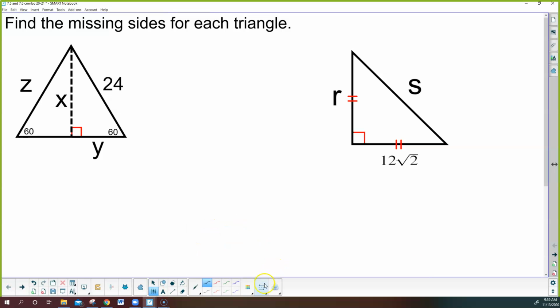So we're going to look at 30, 60, 90 and 45, 45, 90 triangles. And these are the special right triangles. I might do this up here just for our reference purposes.